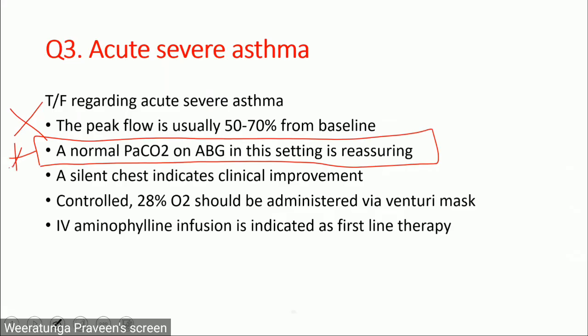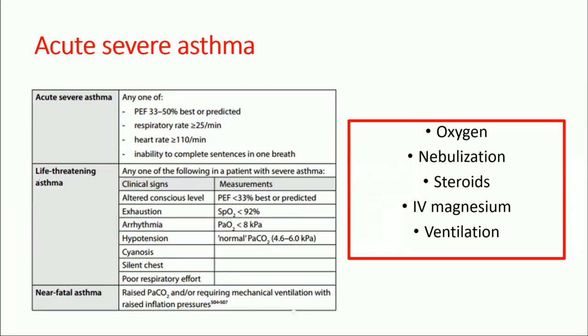So an important thing to always remember, this is a very important point, is that if the CO2 is normal, that indicates life-threatening asthma. What is the reason for that? That's funny, isn't it? Because normal PCO2, how can that indicate life-threatening asthma? In asthma, usually, you know that the person hyperventilates.